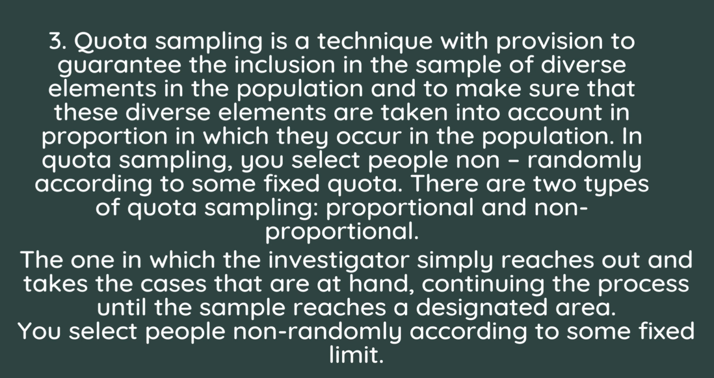Now, quota sampling has two types, proportional and the non-proportional. So the one in which the investigator simply reaches out and takes the cases that are at hand, continuing the process until the sample reaches a designated area. Select people non-randomly according to some fixed limit.